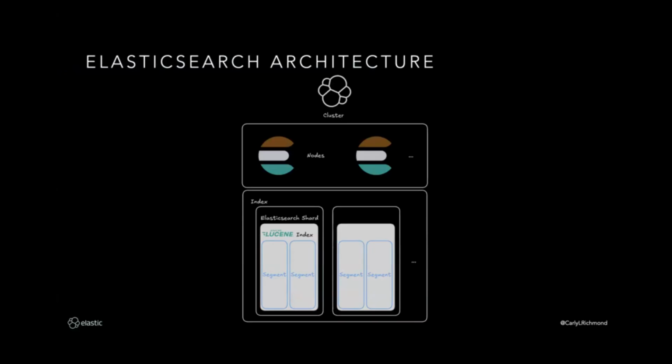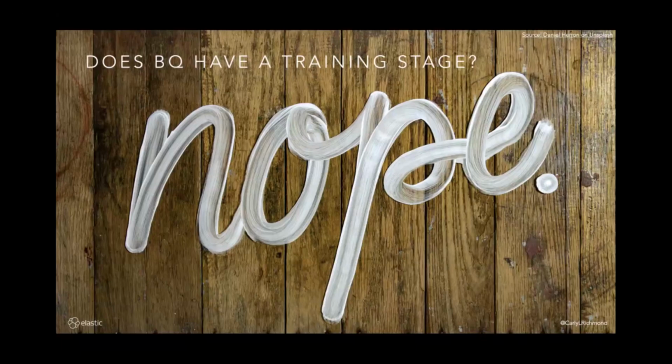Everyone should be familiar with the Elasticsearch architecture, but for anyone who's new: Elasticsearch is distributed search, and the way it's structured is a cluster comprised of multiple nodes. Within each index, there are multiple shards, and a shard is effectively an Apache Lucene index, which comprises multiple segments. So it has this notion of splitting and distributing out the problem.